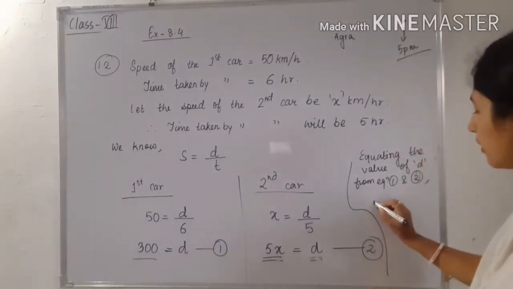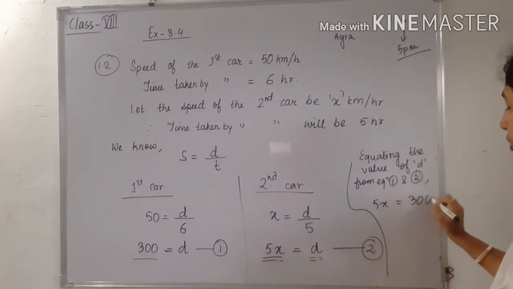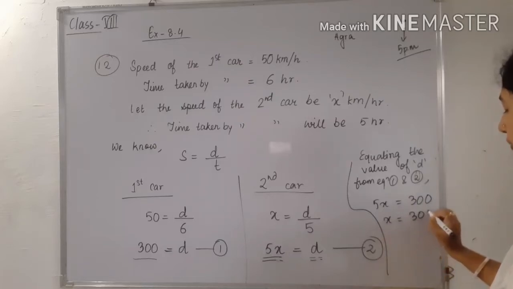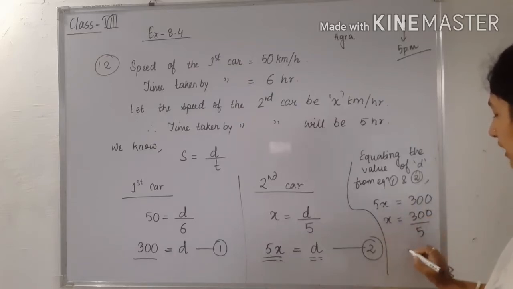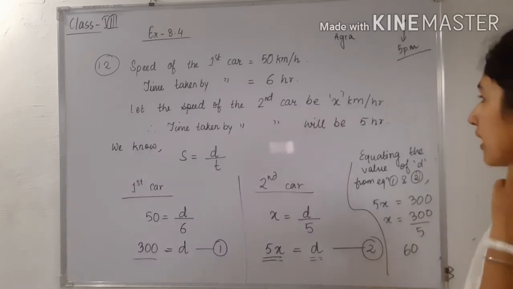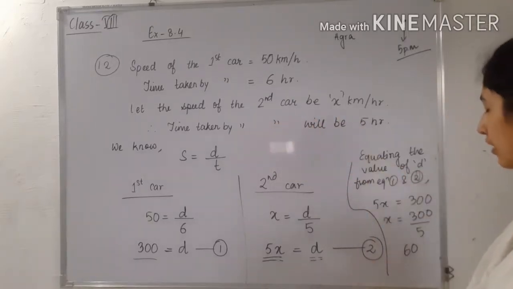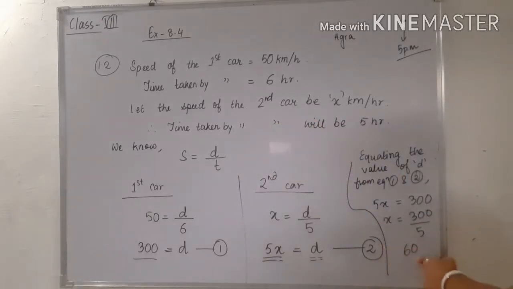By that way we will get 5x is equal to 300. So x is equal to what? 300 by 5. Just cancel it, you will get 60. So what was x? x is the speed of the second car. So what is the speed of the second car? This will be 60 kilometers per hour.